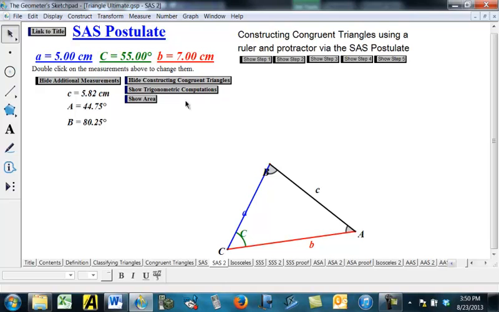But in any event, we see that the big picture is that the side angle side postulate guarantees that once we know the side, the angle, and the side, in this case, whatever numbers we put in here, so many centimeters, so many degrees, so many centimeters, then there's only going to be one triangle of that size. No matter how many times we build this or where we build it, these other measurements are going to turn out to be 5.82 centimeters, 44.75 degrees, and 80.25 degrees with these measurements. So that gives you an investigation again of the side angle side postulate.